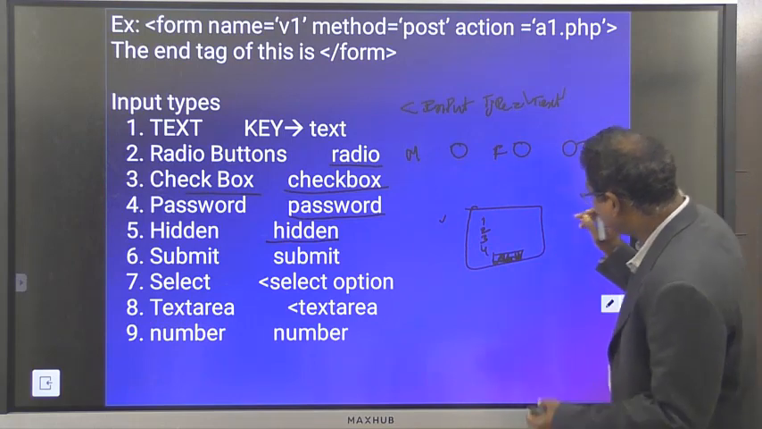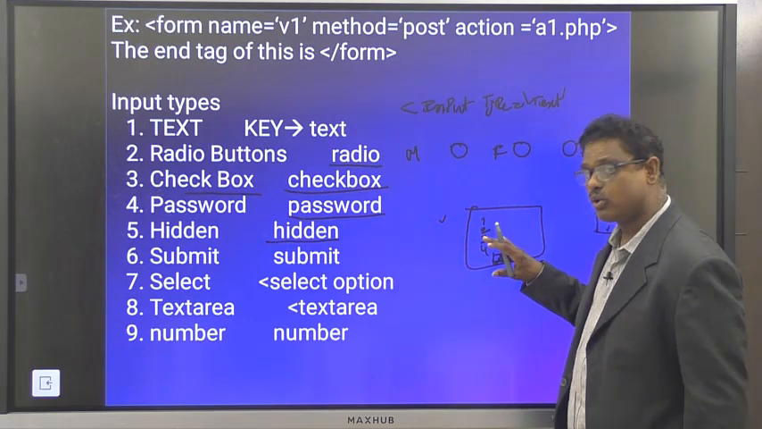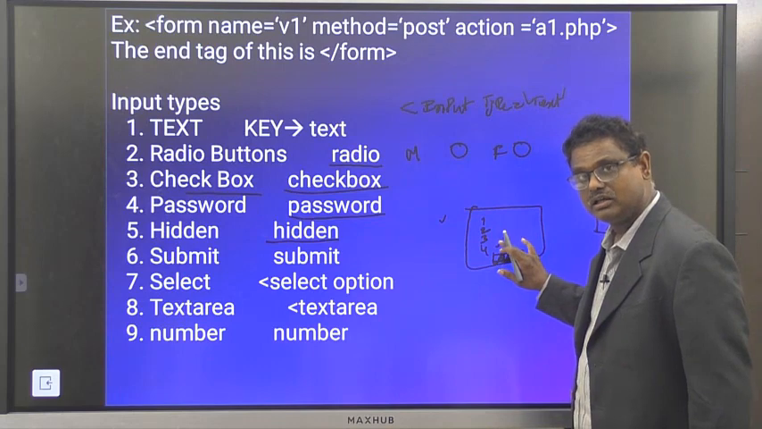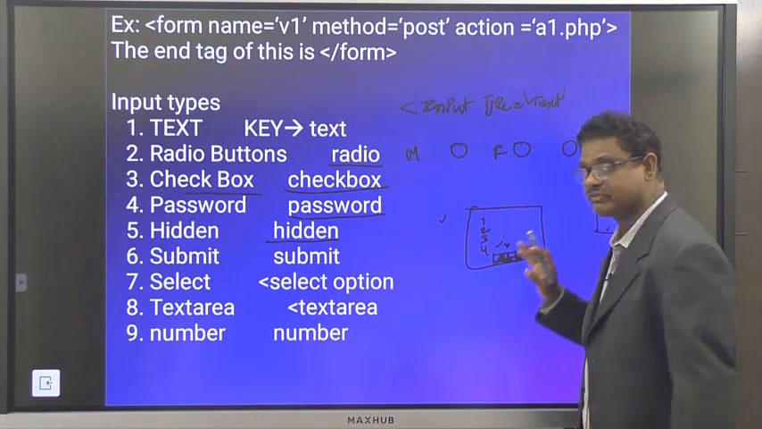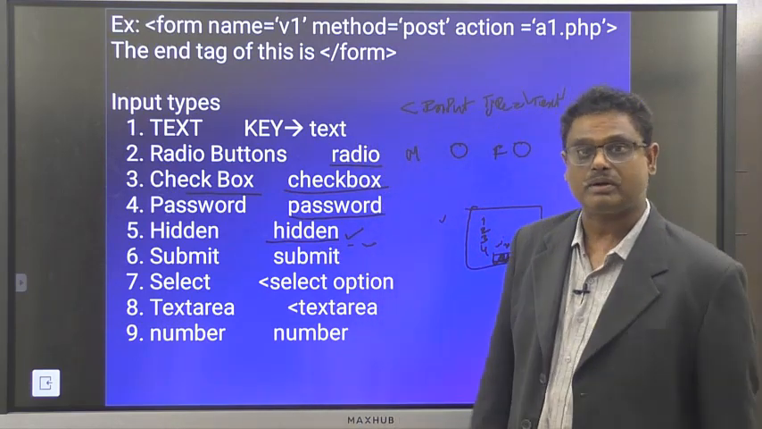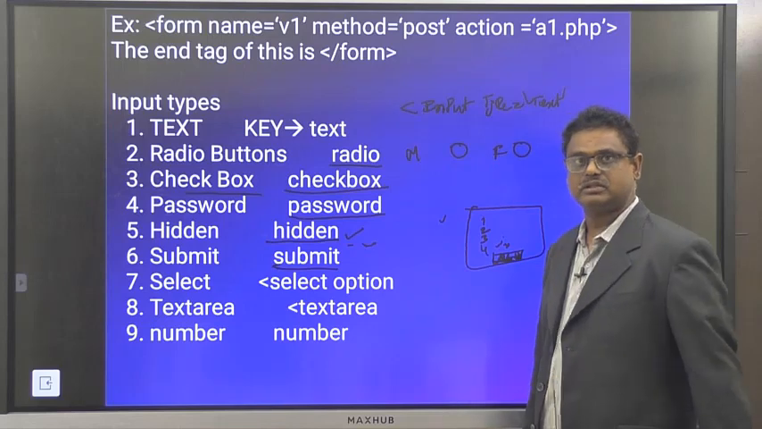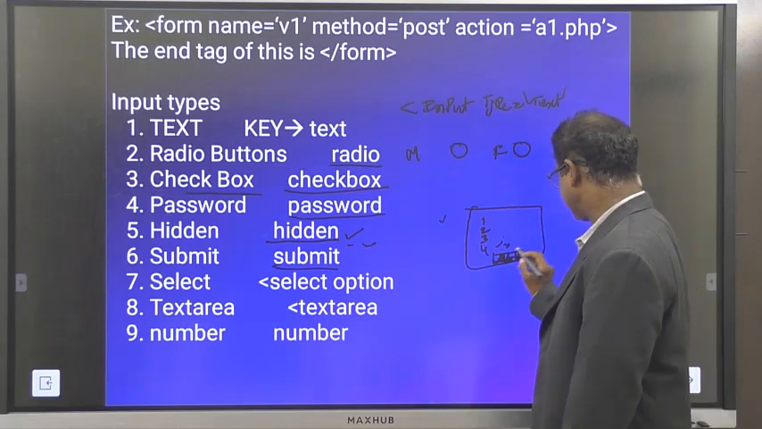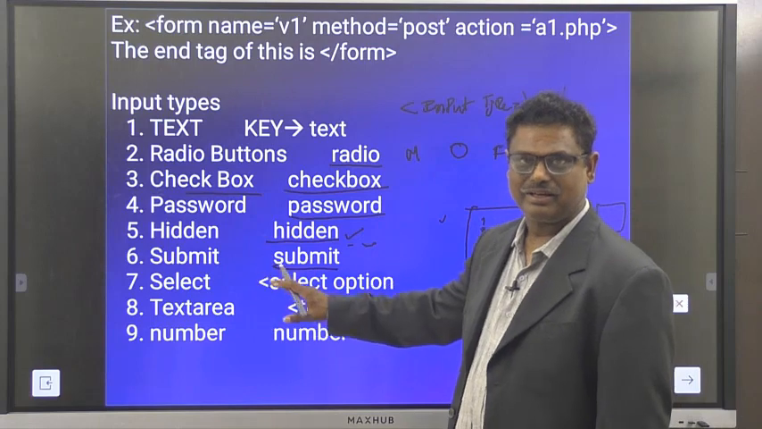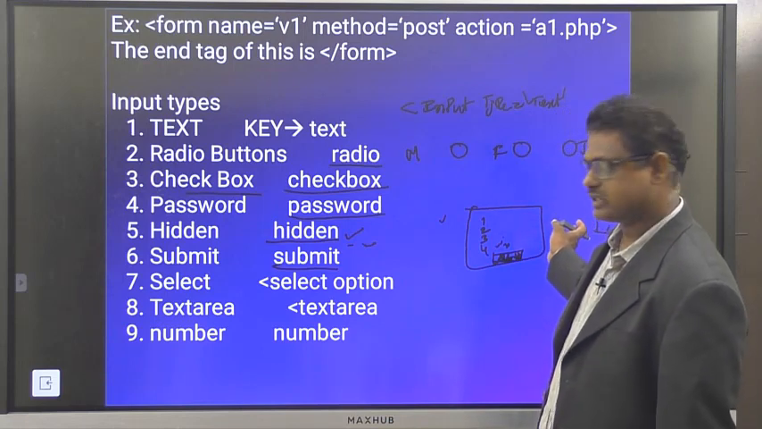Apart from these 4, if you want to transfer some more, whose values are known here, whose values are known, my dear friend, and you want to transfer them to the action file, then you use hidden. This will be very useful when you go for a big project. Now, what do you mean by submit? Submit is a final button. If you click on that, the input file is going to end and the data will be transferred to the next action file.